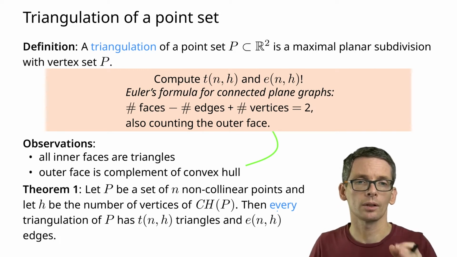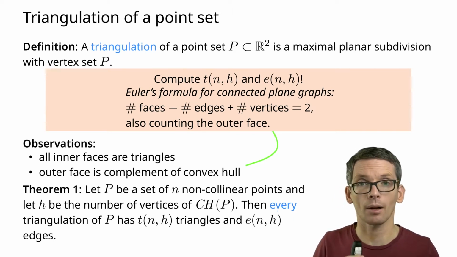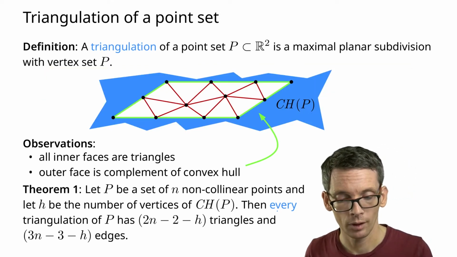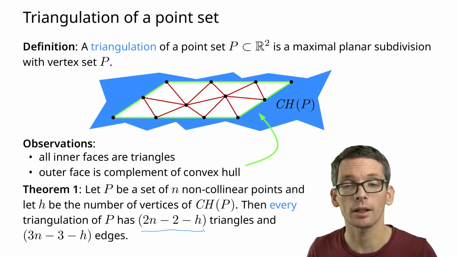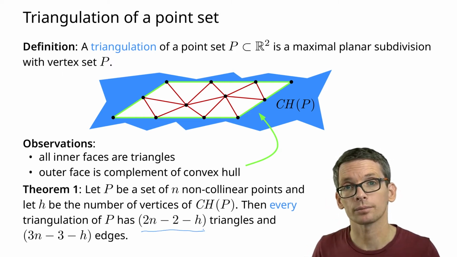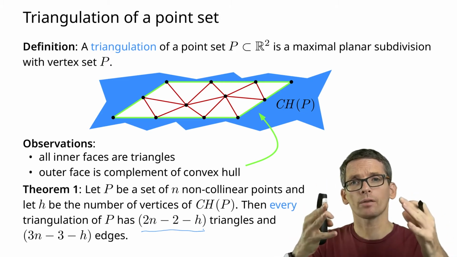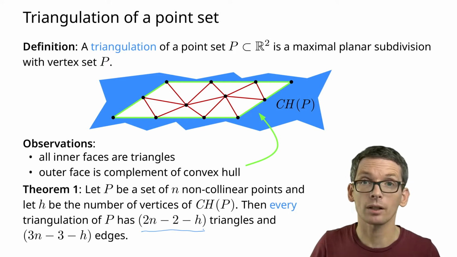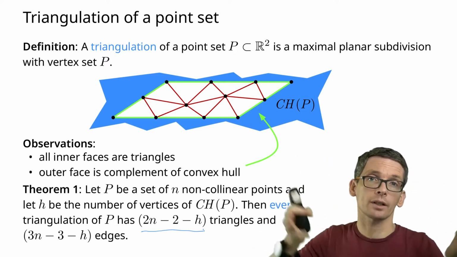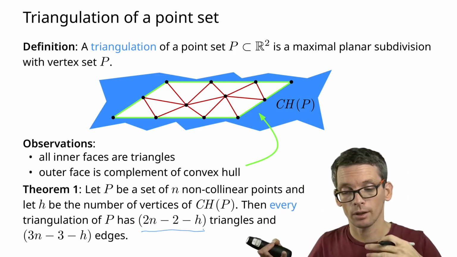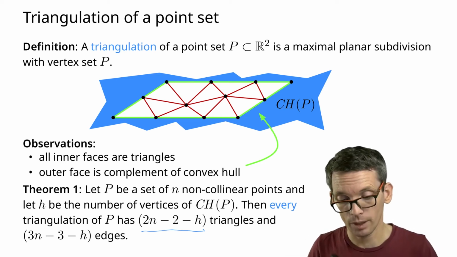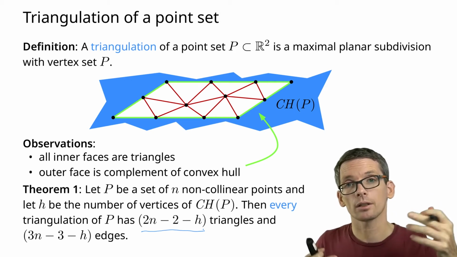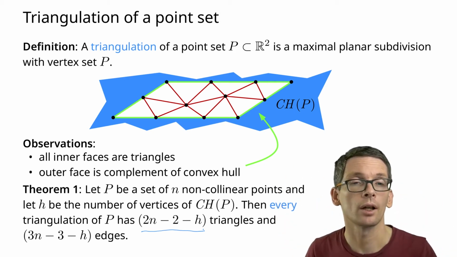So if you did the computation, you hopefully ended up with the following numbers. We have 2n minus 2 minus h triangles. So if we have a very small convex hull, the smallest convex hull that we could have is 3 points, then we have 2n minus 5 triangles, and if the convex hull is more complex, we have even fewer triangles. And we have 3n minus 3 minus h edges, so we have at most 3n minus 6 edges, and if the convex hull is more complex, fewer ones.